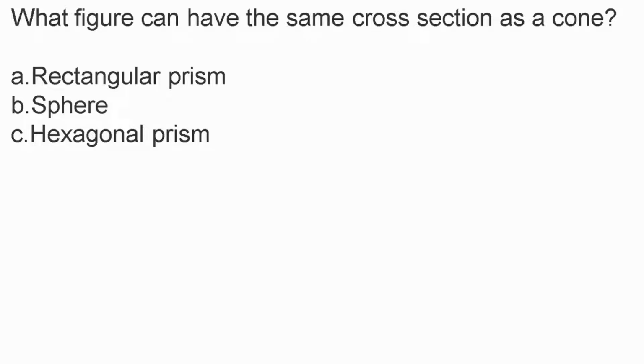So next up, here we go. What figure can have the same cross section as a cone? Well, if we think of a cone, it has two different cross sections. One that's horizontal and one that's vertical. So one that's parallel to the base and one that's perpendicular to the base. If we're parallel to the base, it's going to be a circle, right? So if we're parallel, there we go. We get a circle.